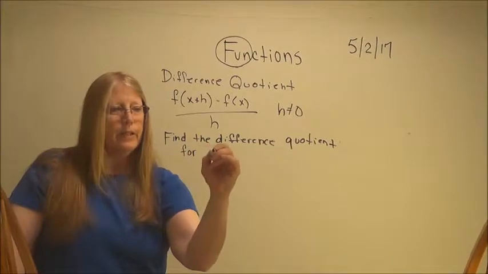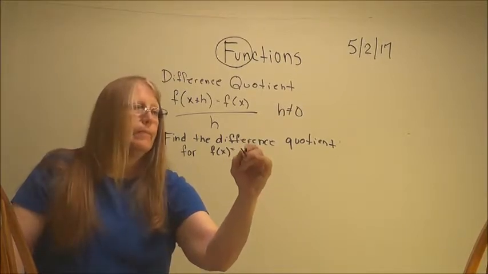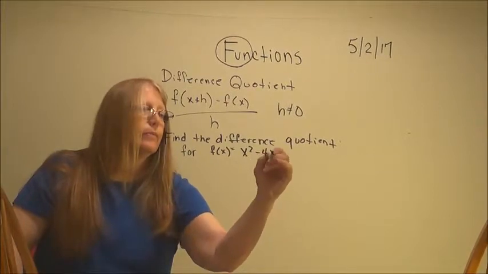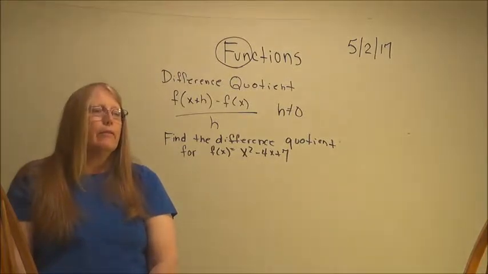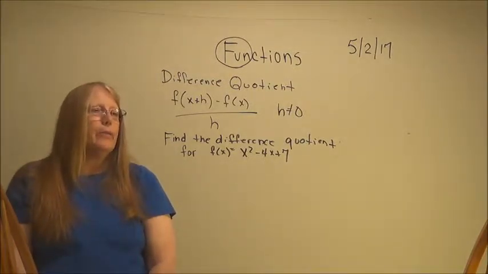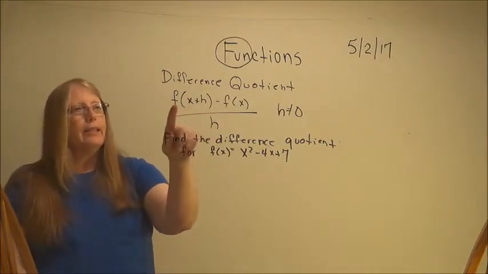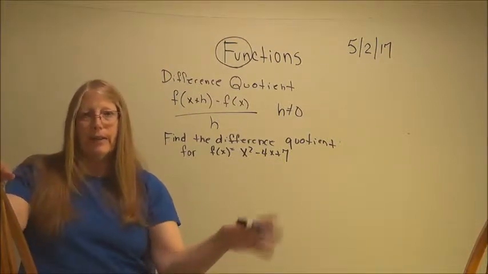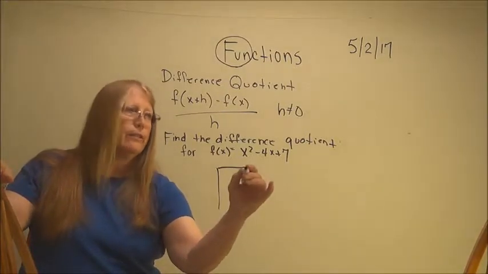For this function, f of x equals x squared minus 4x plus 7. All right, so we're going to find out how to evaluate this function and find the difference quotient for it. We're going to go first to this part. It says to take this function and put in x plus h. So let me do a little training here, and then I'll erase it and go back and actually start this problem. So somewhere on the side you can write this.